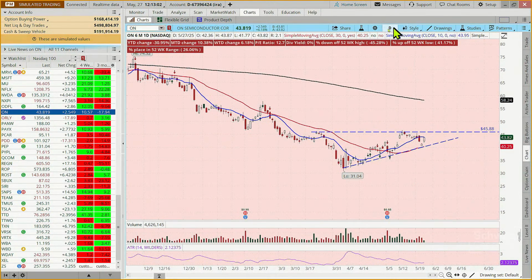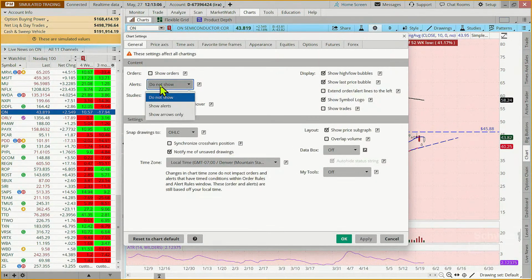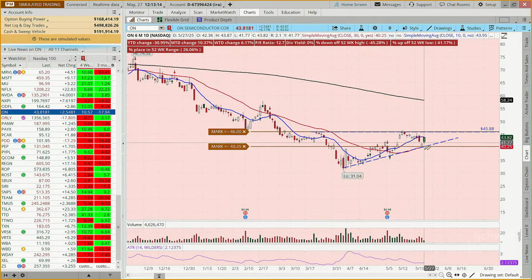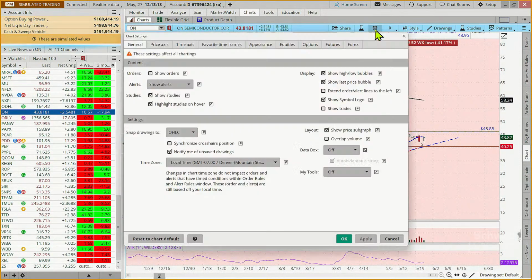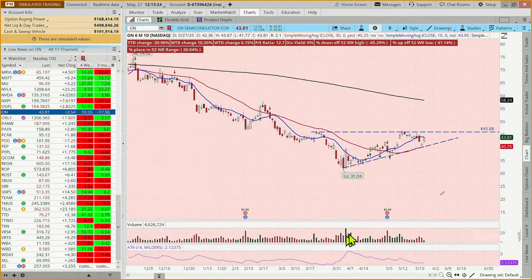And if you want to see the alerts you've drawn on the charts, you can come over to your sprocket general and say, show me these alerts. So you can see now we have an alert on both sides. Now, if you don't want to see those day to day, you can say don't show, and then they disappear.